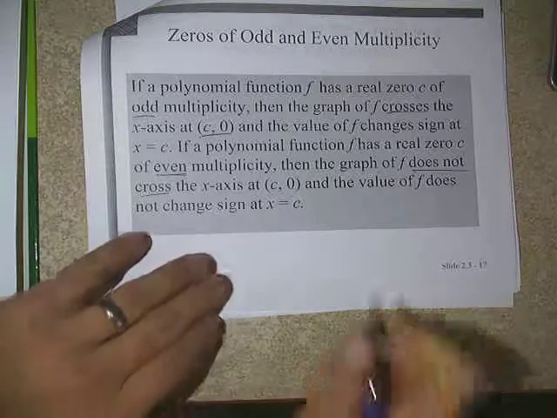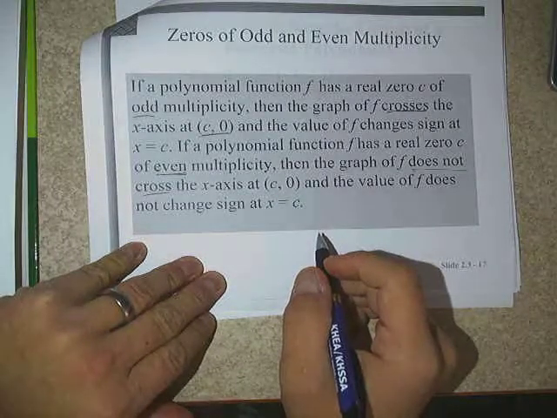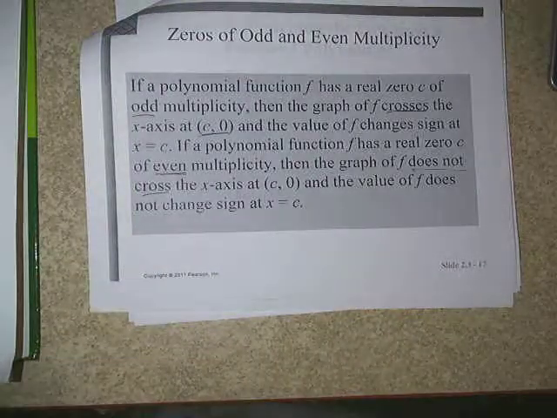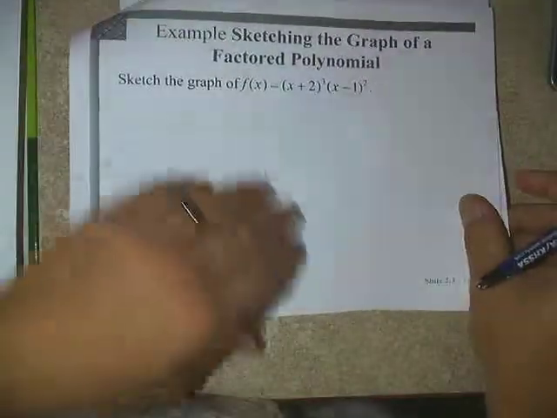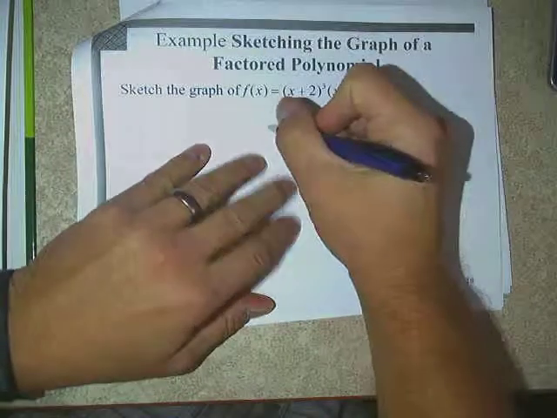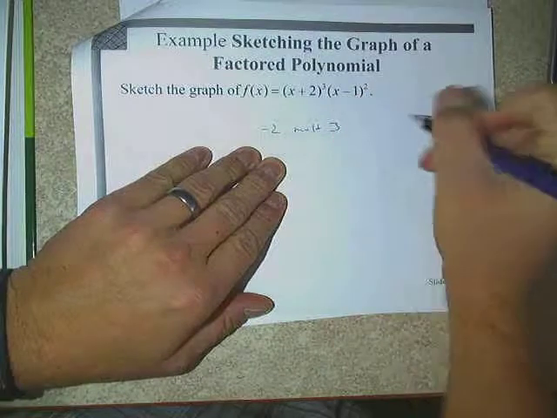And the value of f does not change sign at C. Fair enough? So if it has even multiplicity, it does not cross the x-axis. It hits the x-axis and goes back, either back down or back up, depending on where it's coming from. Fair enough?